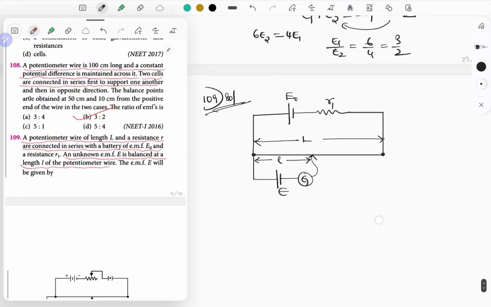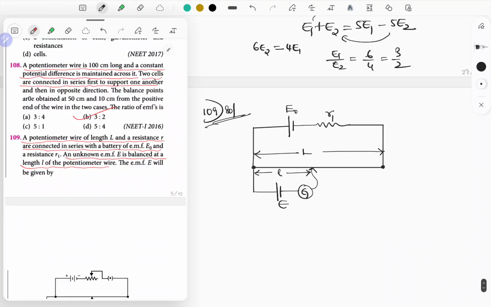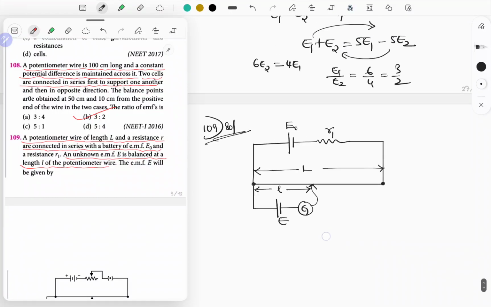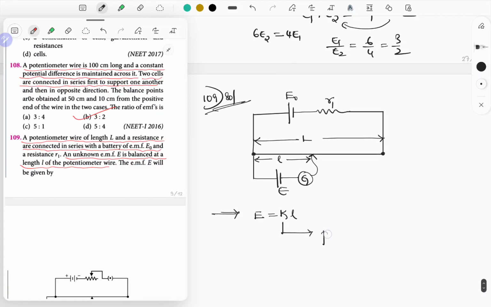The EMF E will be given by, so they are asking the EMF of this cell. So we already know the formula, that is EMF of the cell is equal to K times L. This L is the balancing length, right? Now what about this K? K is the potential gradient, right?